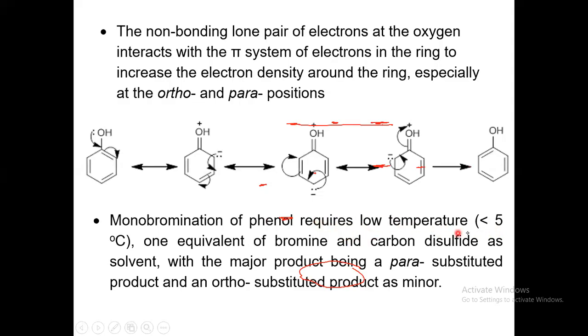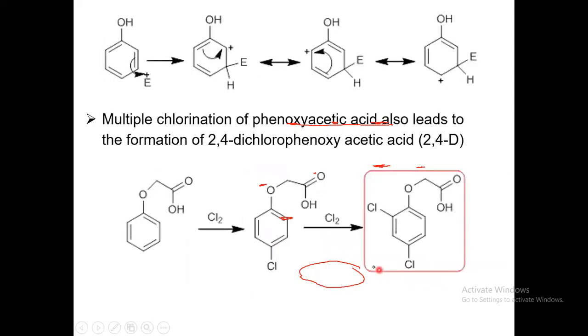Now, these conditions are very important. Below 5 degrees, and they require one equivalent of bromine and carbon disulfide. So we don't have to use excess bromine if you want to achieve monobromination. So one equivalent of bromine, and then we are using a highly non-polar solvent, carbon disulfide as a solvent, right? Now we are saying the major product here will be a para product, and then the minor product will be what? An ortho product. Very simple.